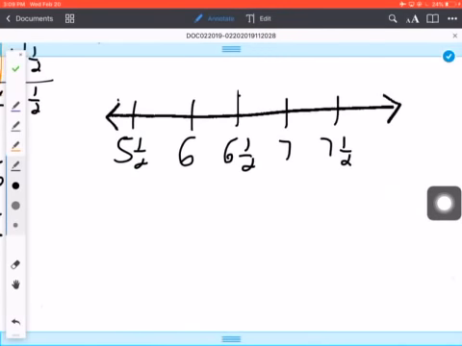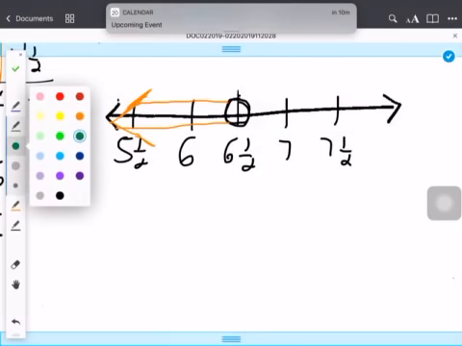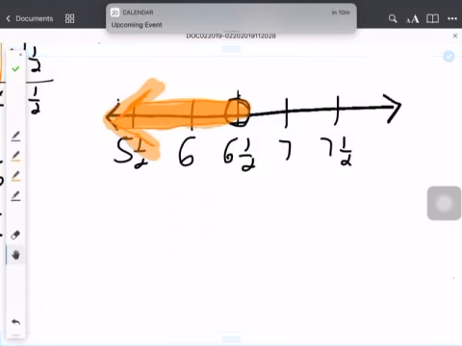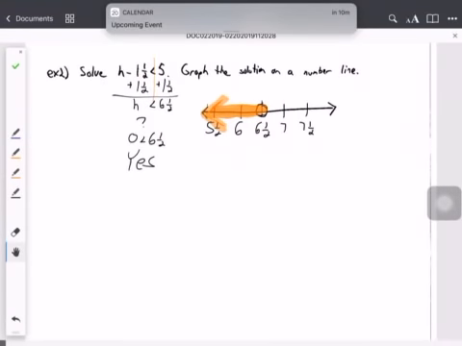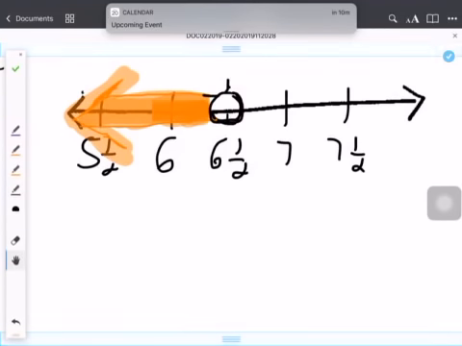Now, because it's less than and not less than or equal to, it's going to be an open circle, if you recall that from last lesson. Which means the arrow is going to be pointing off in this direction. So if I go ahead and fill this in, this is the direction that my arrow should be pointing for this one, except it should be an open circle. So let's fill that back in like that. There we go.